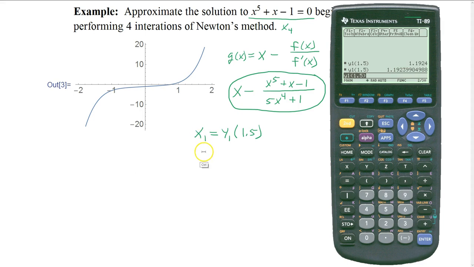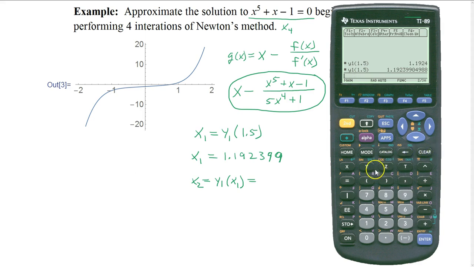So we would say here that x1 equals 1.19239. I'm going to go out to 6 decimal places. Now x2 is going to be y1 of x1, which is this number right here. Now watch this. Instead of typing this number in up here in place of that 1.5, watch what we can do.